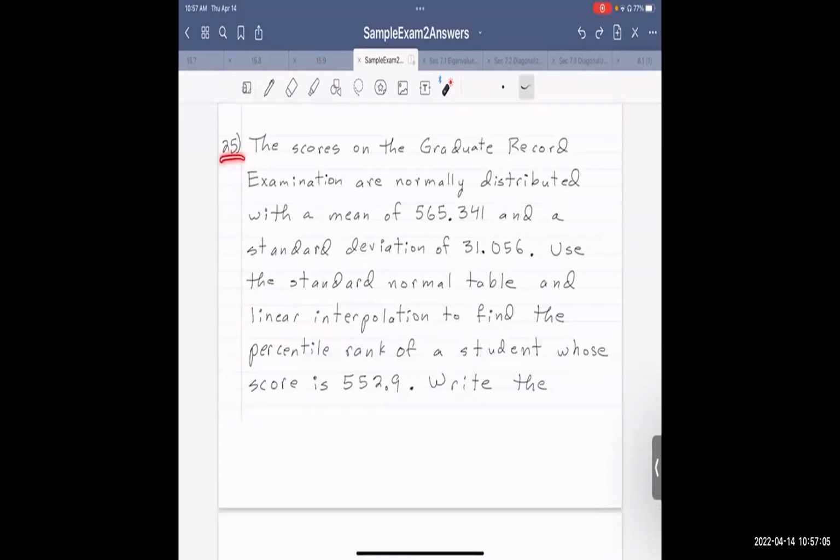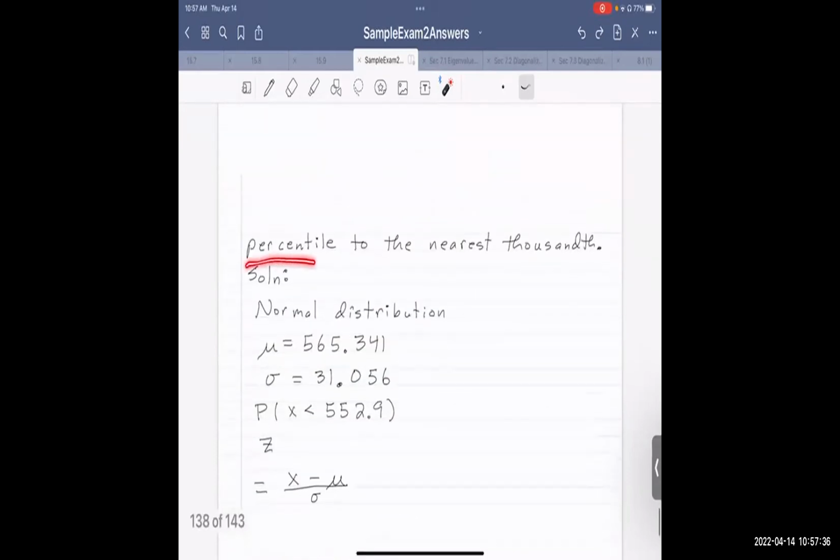Problem 25. The scores on the graduate record examination are normally distributed with a mean of 565.341 and a standard deviation of 31.056. Use the standard normal table and linear interpolation to find the percentile rank of a student whose score is 552.9. Write the percentile to the nearest thousandth.